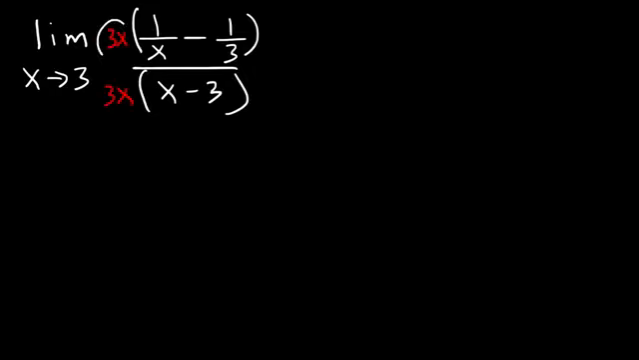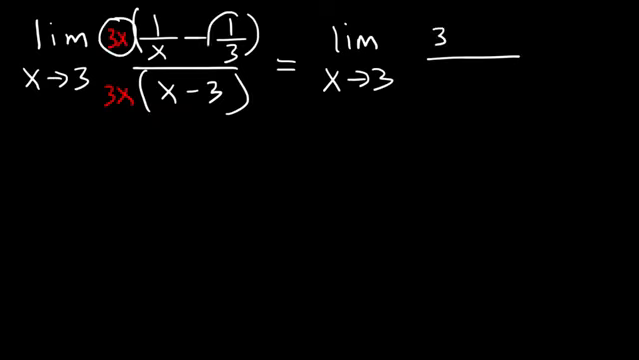So if we multiply 3x by 1 over x, the x variables will cancel. And so what we're going to have left over is simply 3. And if we multiply 3x by 1 over 3, the 3's will cancel, leaving behind x, but there's a negative sign in front of it. Now, for the terms on the bottom, I'm going to leave it in its factored form.